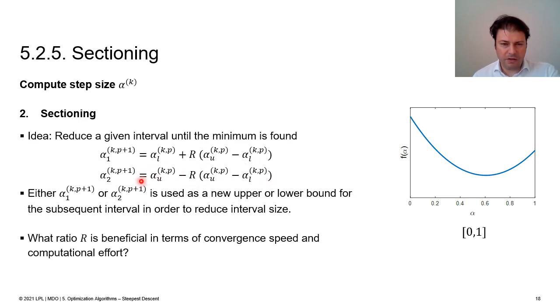And depending on how the function values at the new interval boundaries evaluate, you choose one of them as new upper or lower boundary. And the question is, what ratio R would be most suitable? And to find out about this, I will show you two examples.